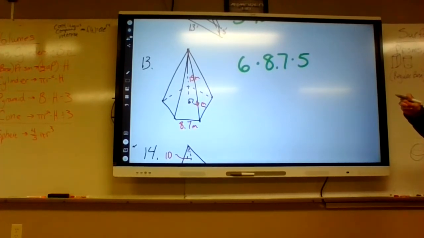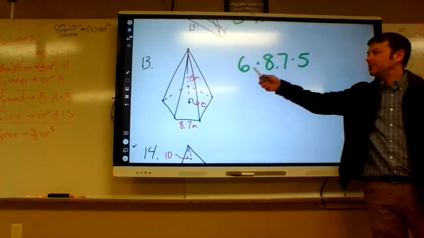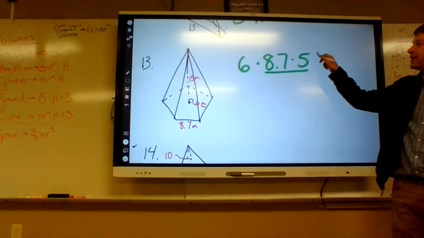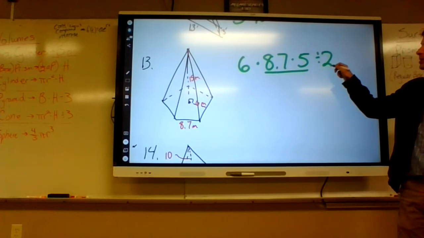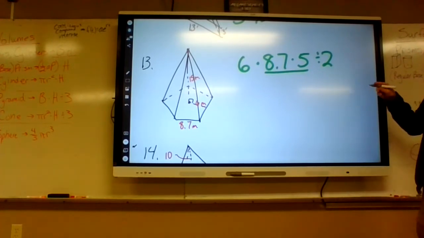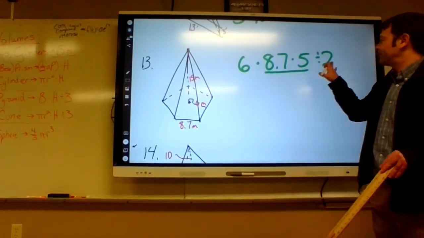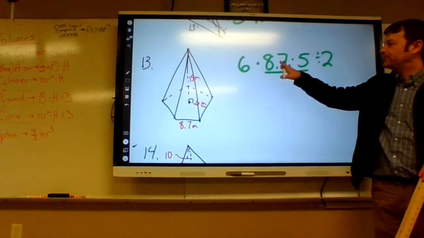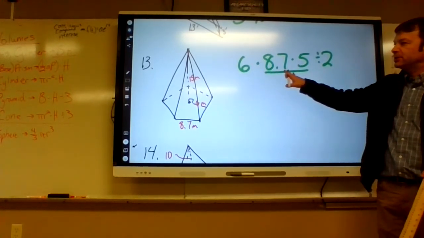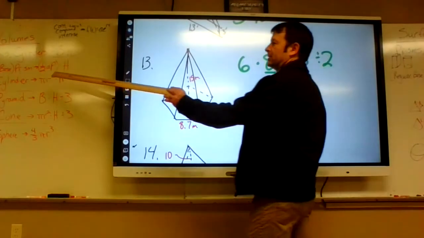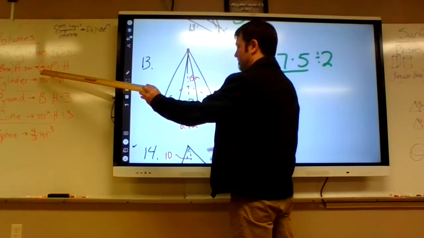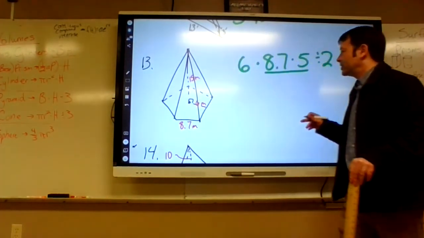Okay, apothem times perimeter divided by 2. Wait, why are we dividing by 2? Because remember that the regular has one half apothem perimeter. That's the area of the base. For a regular shape, whatever it is, regular pentagon, regular hexagon, you do one half apothem perimeter.